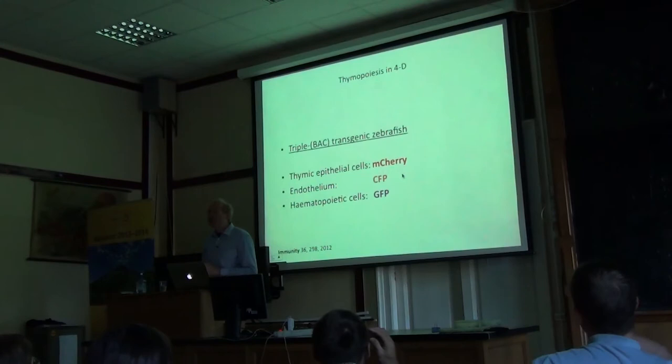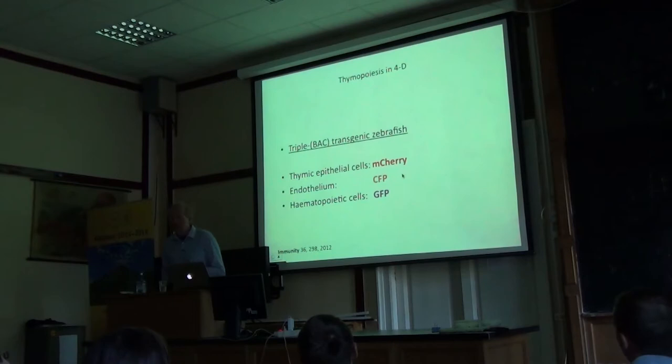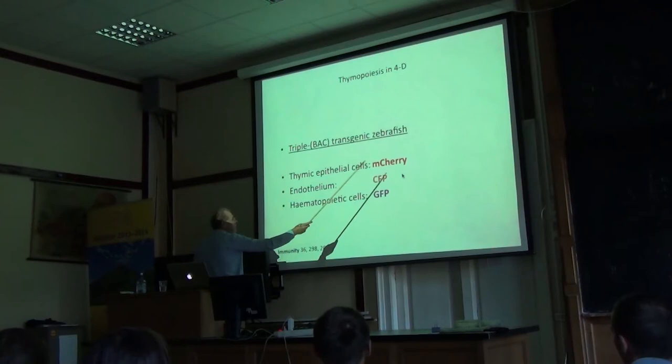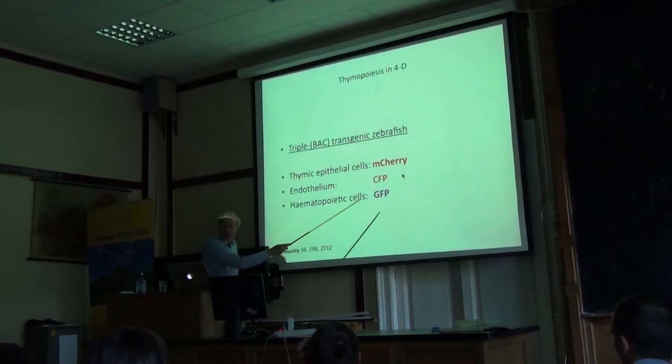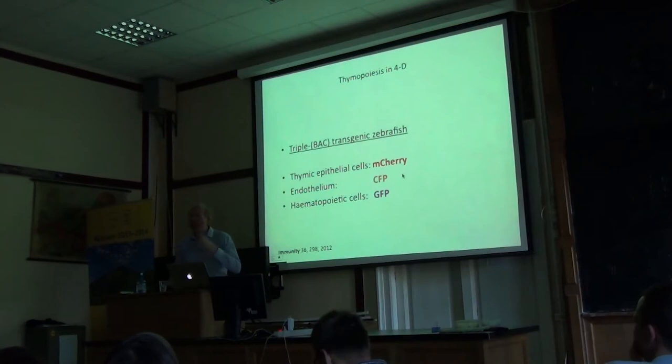So now I'll show you a video with the fish that is triple transgenic. It has three colors. Red for the epithelium, you've seen this. Green, this is meant to be green. I don't know why this is now pink. Well, never mind. Green for the lymphocytes. And blue, this is meant to be blue, for the endothelial cells in the vasculature.